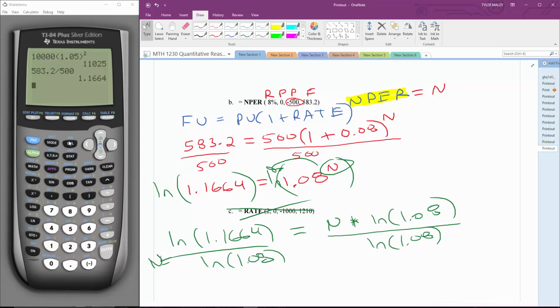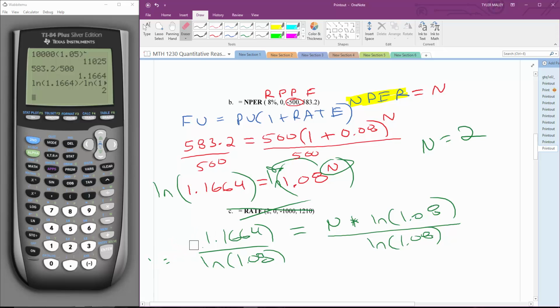So if I take the natural log of 1.1664 and then divide it by the natural log of 1.08, notice I closed my parenthesis there before I hit divide. It's real important. And then hit enter. We get 2. So n is equal to 2. The number of periods is 2 periods here, so we got that. All right, so I can erase this so I can work on part C.